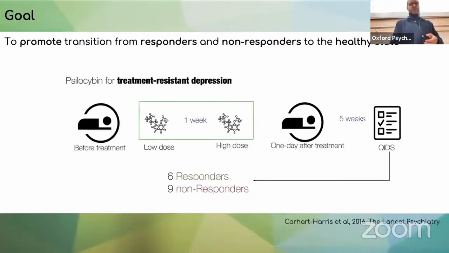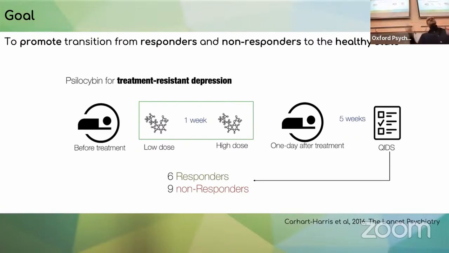And in our context, our goal was to promote a transition in the treatment-resistant depression trial. This was a data set from Imperial College London. It's the pilot, open-label feasibility study where 15 patients with treatment-resistant depression were collected. I think, as was mentioned, two antidepressant treatments didn't work for them, and these were scanned before and after psilocybin treatment of a low 10 milligram oral dose and a high 25 milligram dose, I believe. And then we have a one-day fMRI scan.